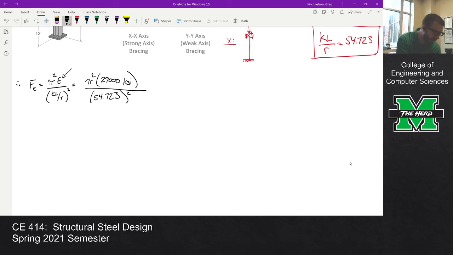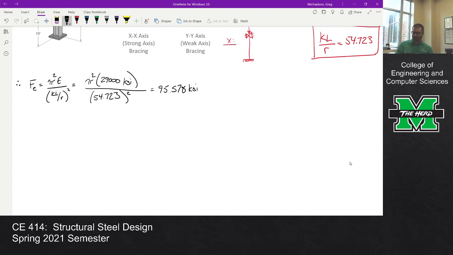All right, so pi squared times 29,000 over 54.723, and then you're going to square it. Don't forget to square the denominator. That's easy to forget. Anybody got an answer for me? Mr. Geis. Okay, we'll get Mr. Geis on the next one. So 95.578, and that's a stress, so that's KSI.